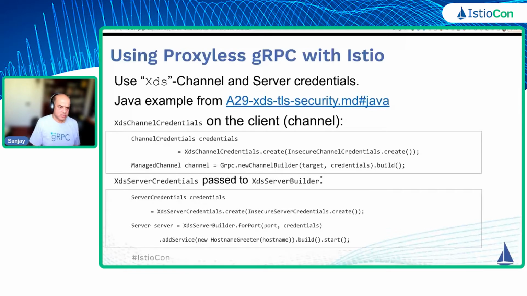Wonder what the insecure channel credentials used inside the create method is doing? This is the fallback credential. Now, what is a fallback credential?